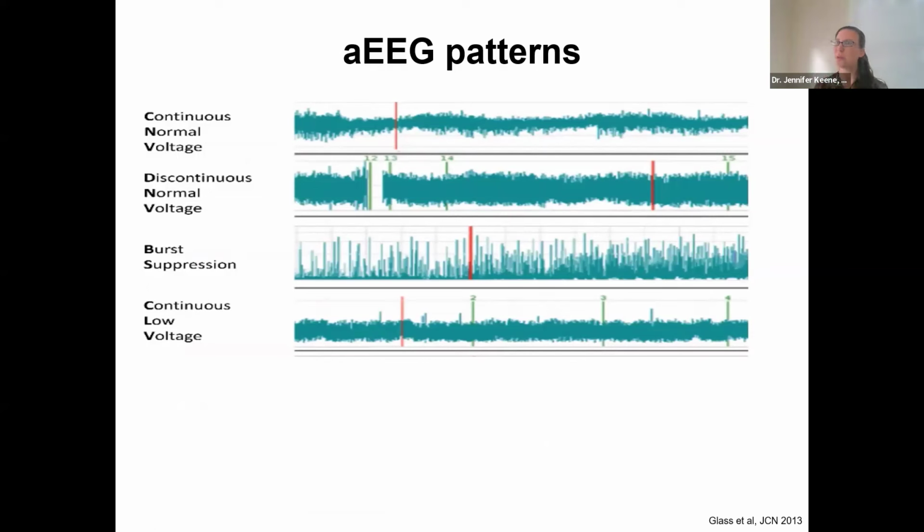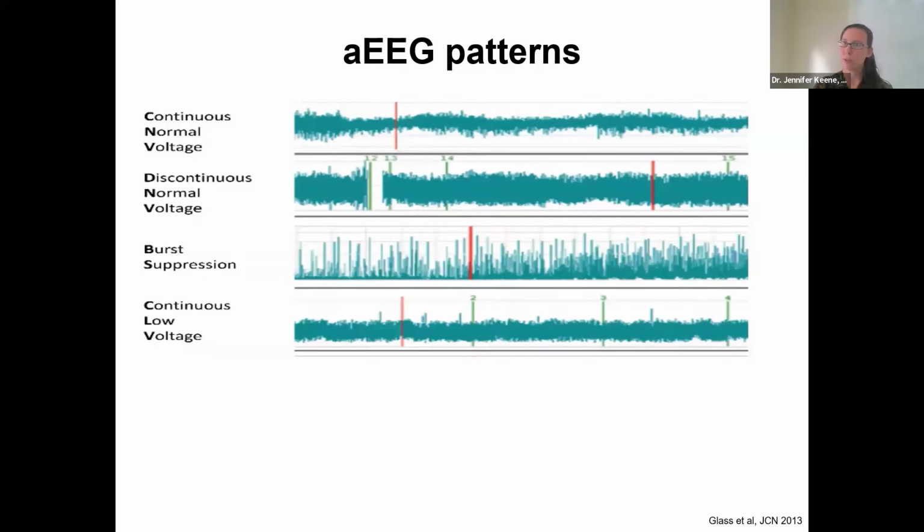And it's actually a beautiful way to really look at that background. So for a kiddo who has a continuous normal voltage, you have this narrower band. You can see some waxing and waning with sleep. Versus a discontinuous normal voltage is going to be this wider band. Burst suppression with that really low baseline looks like this, and then continuous low voltage.